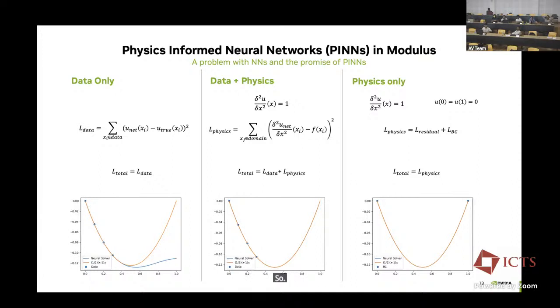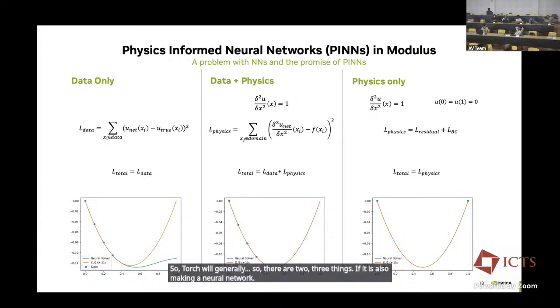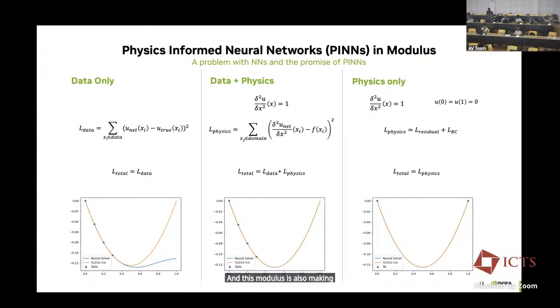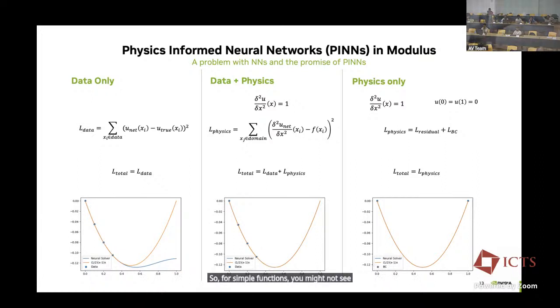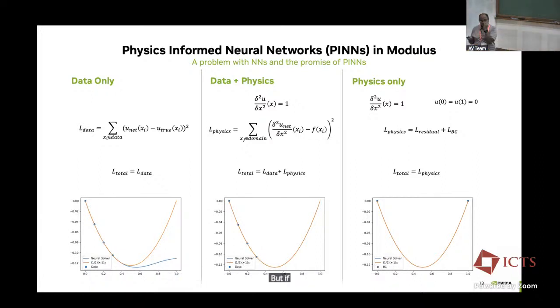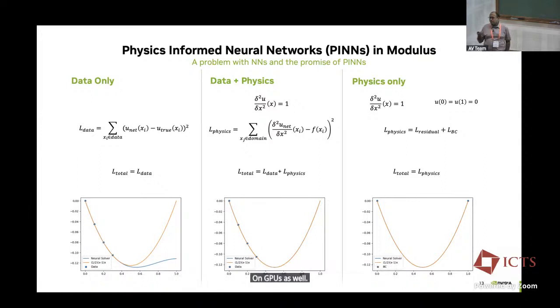So Torch will generally, so there are 2-3 things. If Torch is making a neural network and this Modulus is also making neural networks, they might be the same. And on CPUs, they will work the same way. Modulus is a specialty in that it already integrates with GPUs. So for simple functions, you might not see the time difference and all that. But if you go to some complex geometries and a slightly bigger domain, you will start seeing the performance difference, because that Torch thing will run only on CPU and this will run on GPUs as well. So on GPUs, it will be much faster.